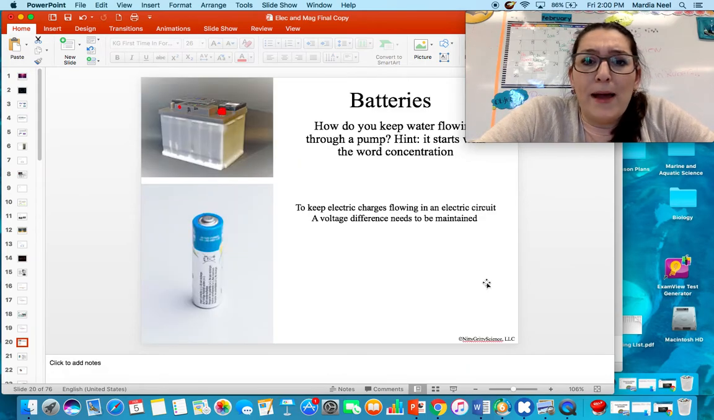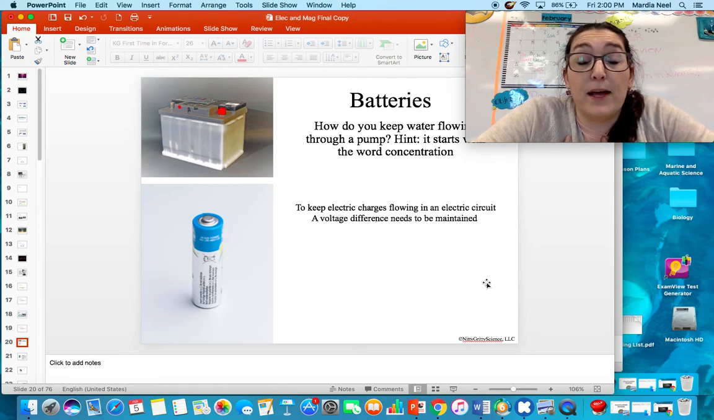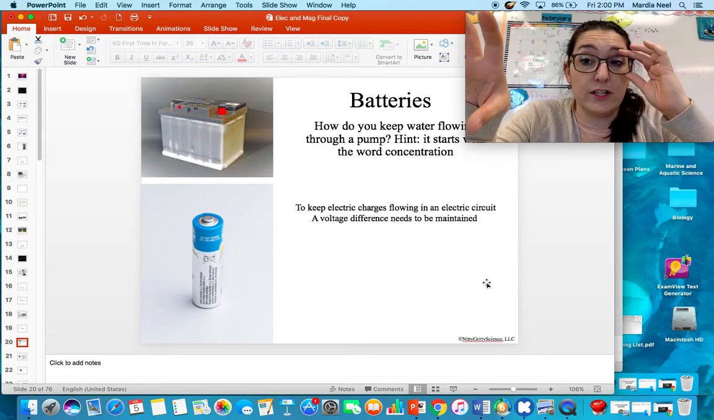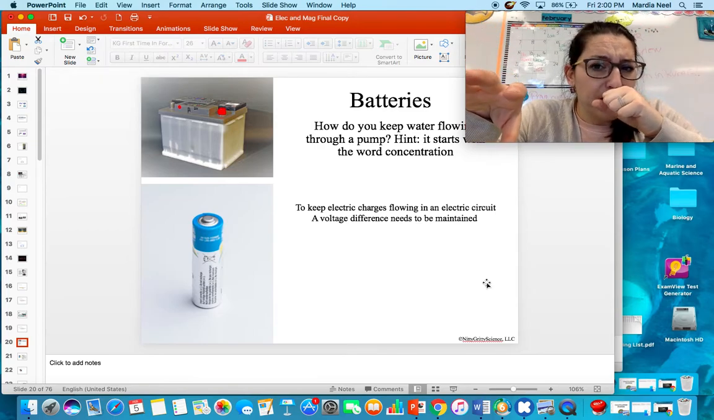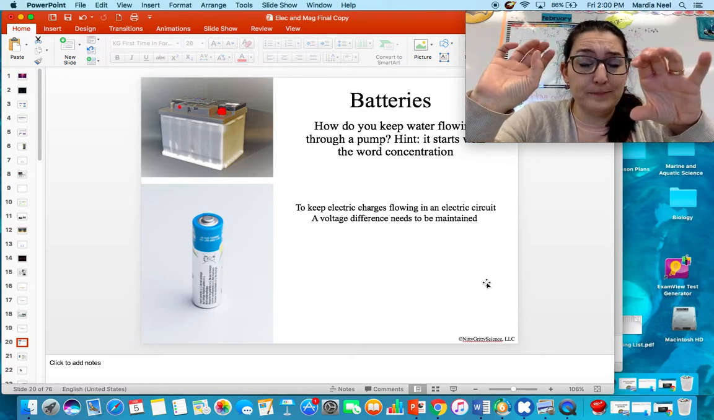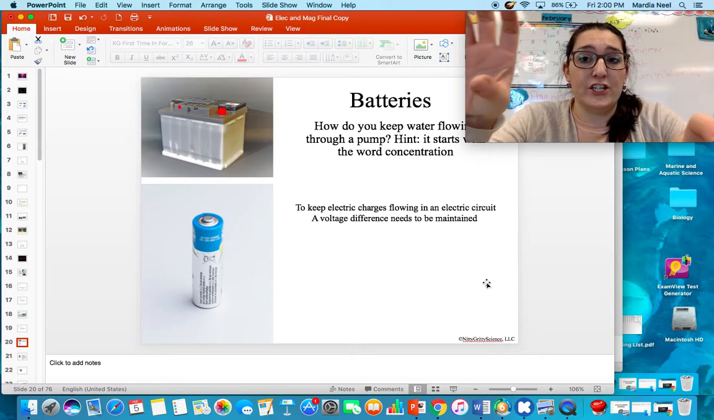So a battery. We said earlier that something has to go from an area of high concentration to low, so where there's a lot of electrons to where there's none. And that's the same thing that drives a battery. So it flows down that concentration gradient.